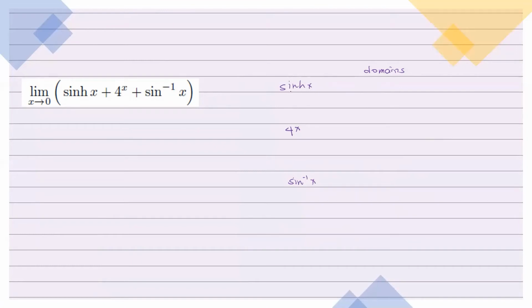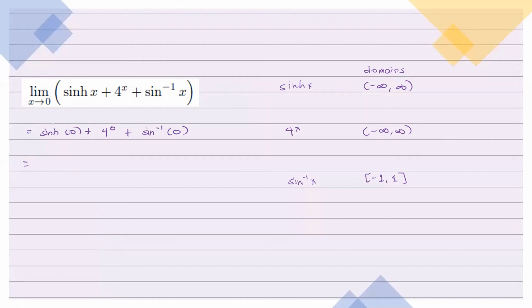Sinh has a domain of R, so negative infinity to infinity. The same goes for the exponential function, negative infinity to infinity also. And the sine inverse is from negative 1 to 1. Okay? That is their domain. So 0 is in all of them and is not an endpoint. So, here, we can simply evaluate. So, we get sinh of 0 plus 4 to the 0 plus sine inverse of 0.